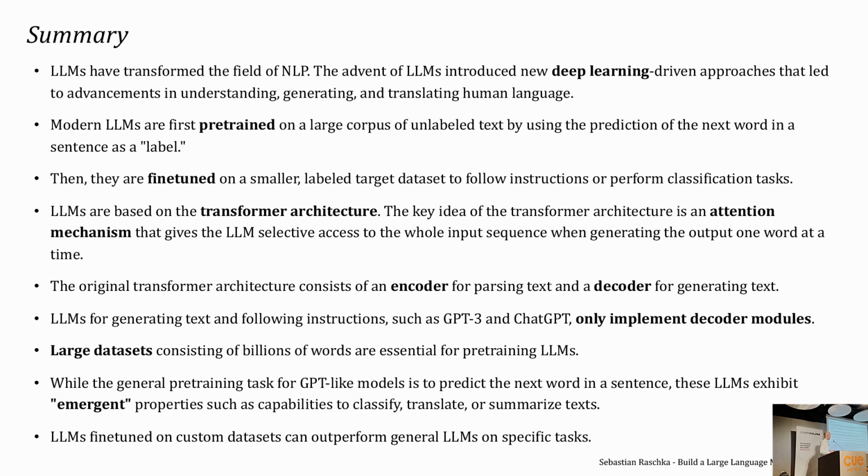This point is one of the most important for me. The general pre-training task of the GPT is to predict the next word. But while training these models, researchers realized that they can exhibit emergent properties, and these emergent properties are classification, for example, translation, or summarization of texts. It's not just predicting the next word, but they can do a lot of other tasks.